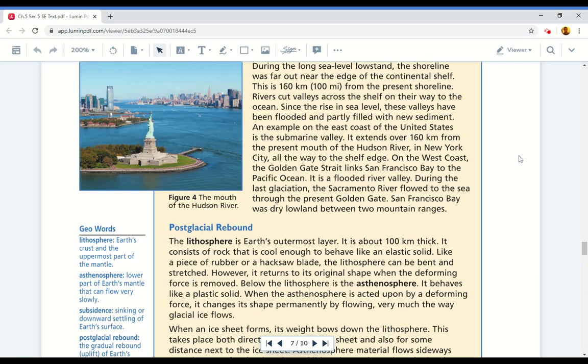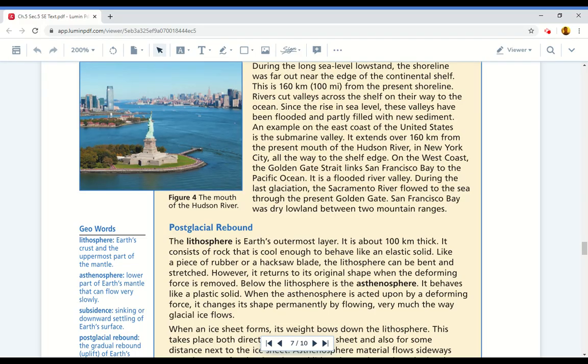During the low sea level stand, the shoreline was far out near the edge of the continental shelf. This is 160 kilometers or 100 miles from the present shoreline. Rivers cut valleys across the shelf on their way to the ocean. Since the rise in sea level, these valleys have been flooded and partially filled with new sediment.